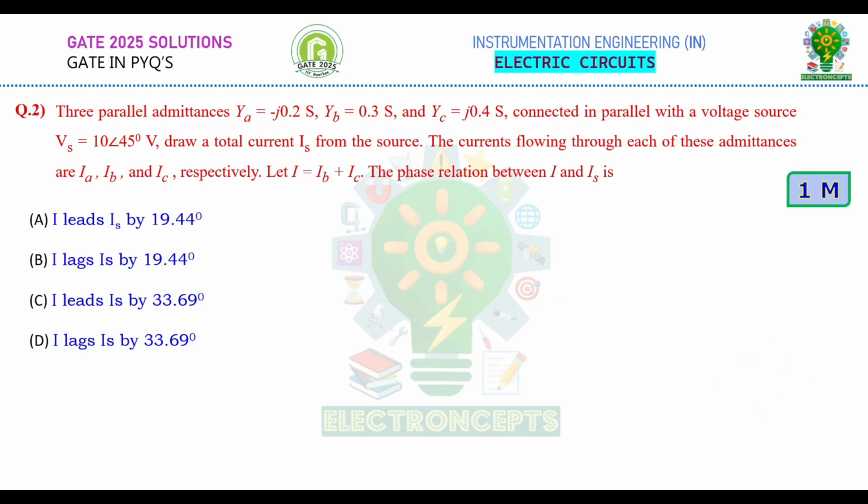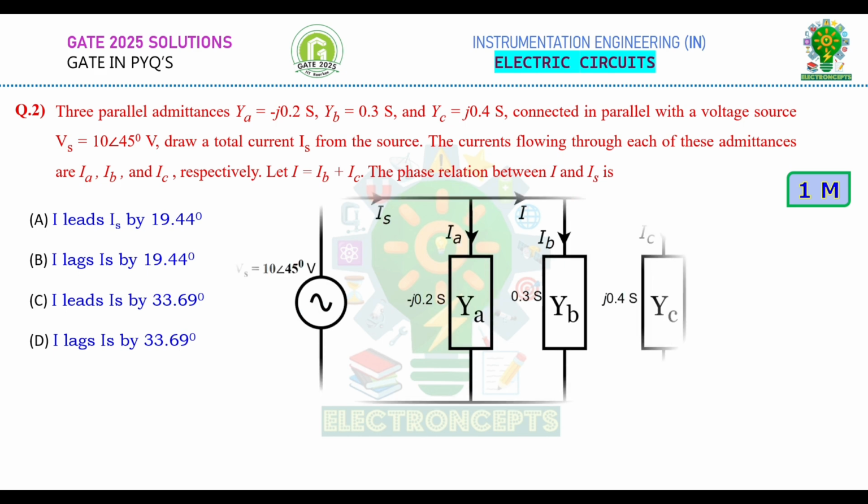Question number 2. This is a GATE 1 mark question. Three admittances connected in parallel with a voltage source draw a total current Is from the source. The currents flowing through each admittance are given as Ia, Ib and Ic respectively. It is also given that I is equal to Ib plus Ic. We need to find the phase relation between I and Is. Let us draw the circuit from the data given in the question.